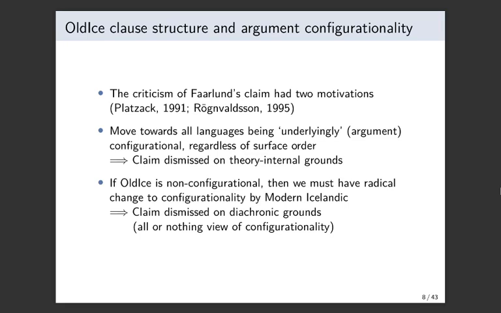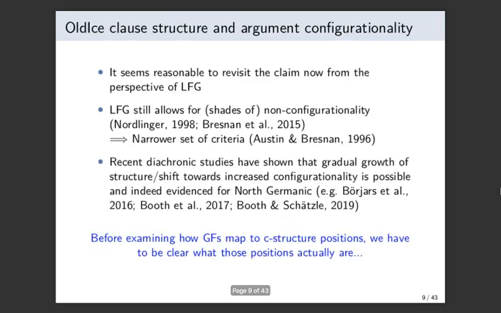The second motivation for the criticism was a diachronic one, and this is specifically Runvaldsen, who argues that, well, if Old Icelandic is non-configurational, then we've got to have a radical change to configurationality by modern Icelandic. And Runvaldsen argued that this just wasn't possible, this kind of dramatic change. So the claim was dismissed on diachronic grounds. But we should say that this diachronic motivation is really based on an all or nothing view of configurationality, right? You're either configurational or you're not. So that's the story behind the claim and the criticism.